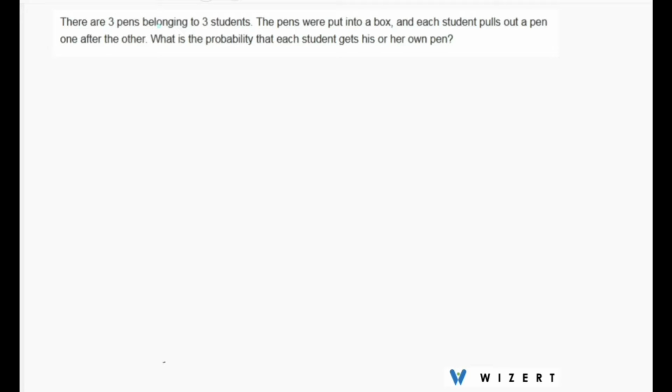Now let us consider that A, B, C are respective pens of A, B, C students. So let's try to find the sample space.